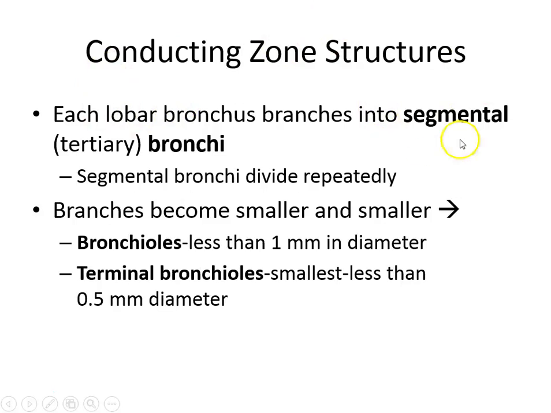Each of those lobar branches, the third branching you have, the tertiary, is segmental bronchi. And that goes to each bronchopulmonary segment. We've got a really good view of that later in the chapter. And as we branch, we see these changes occurring. The branches get smaller and smaller until they get really small, less than 1 millimeter in diameter. Those are bronchioles. And then at the end of the bronchioles, you have terminal bronchioles, less than 0.5 millimeter. Very, very tiny. And then those will go into the alveolar ducts, into the alveoli.